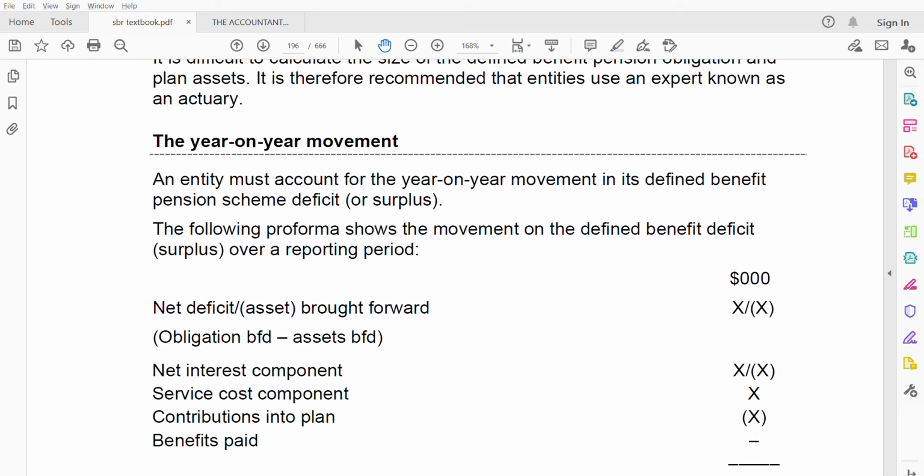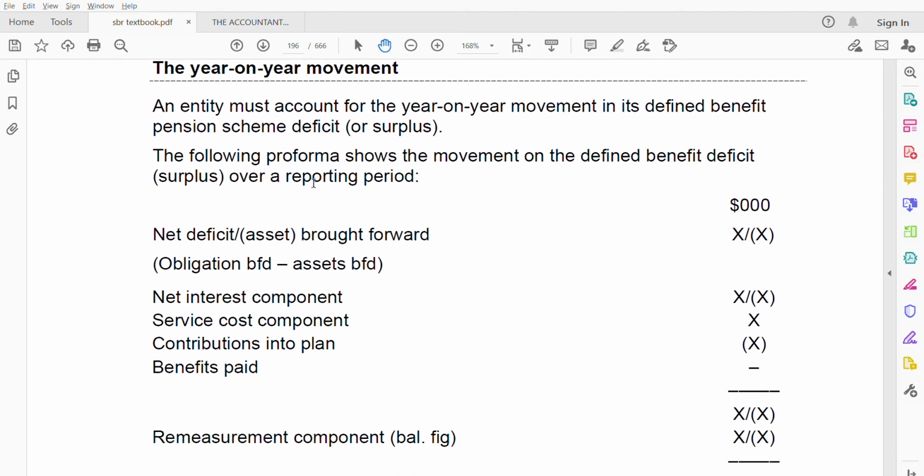Year on year movement. Now we are coming to the profit and loss account, and definitely in the profit and loss account we always write the movements, what's happening, not the whole amount. So the entity must account for the year on year movement in its defined benefit pension scheme deficit or surplus. Year on year the balance changes, there will be some movement, whether it is a defined benefit deficit or surplus. So remember this pro forma, even in the exam this will help you.